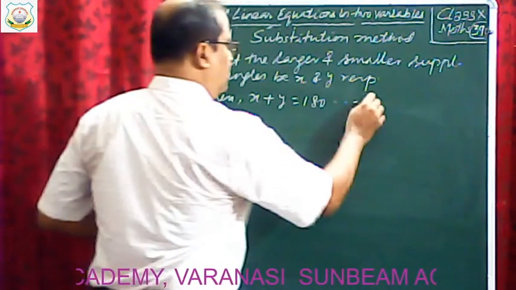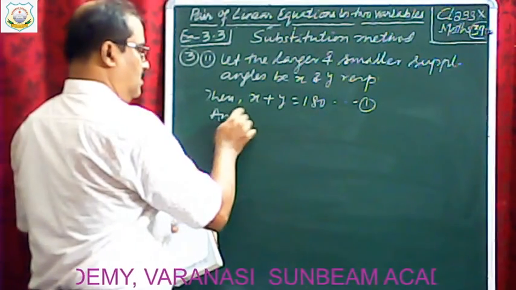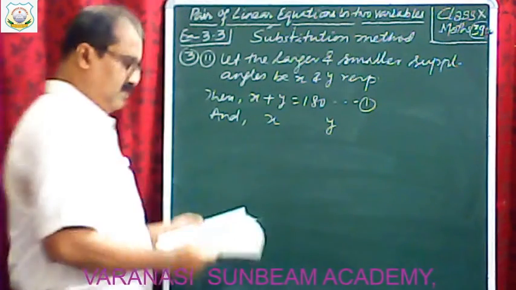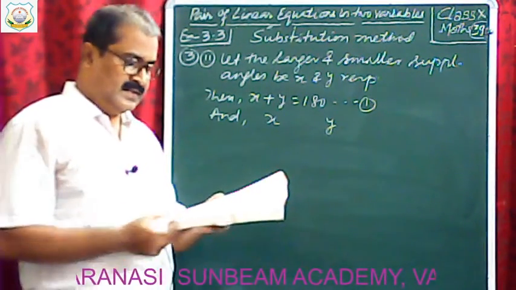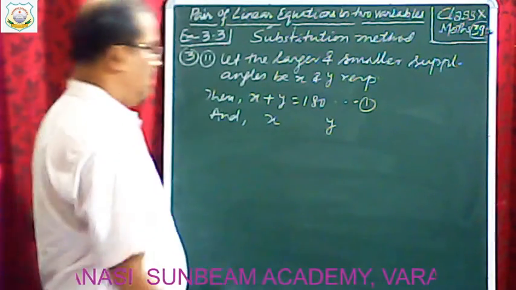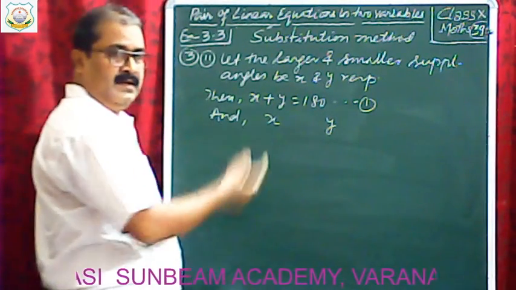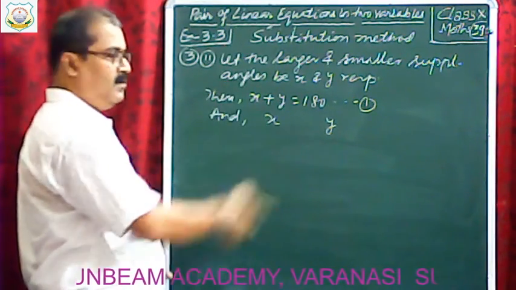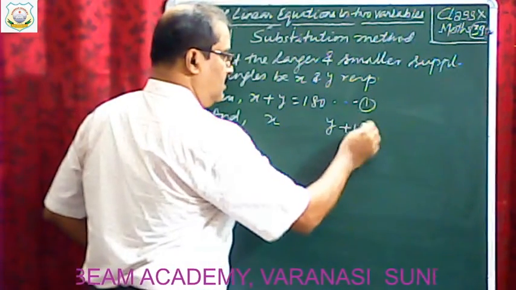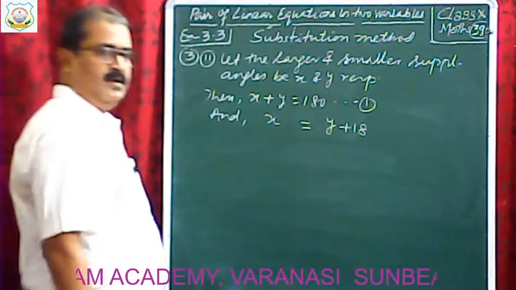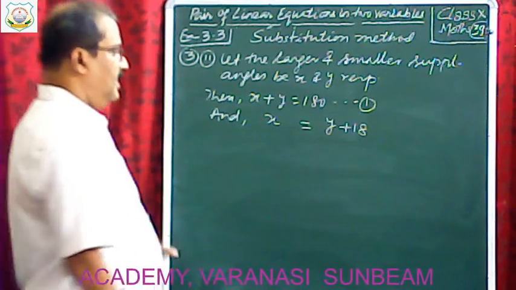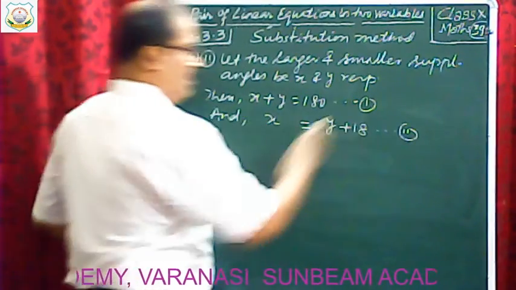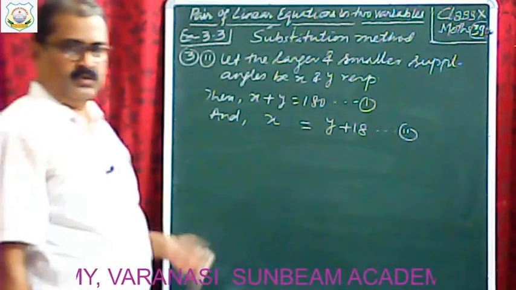Okay, and x is larger, y is smaller. You have to write in this way, thereafter you have to balance. So the larger exceeds the smaller by 18 degree. The larger one, x, is already 18 degree more than that of y. You have to add 18, then put the sign of equality, and we get x equal to y plus 18.